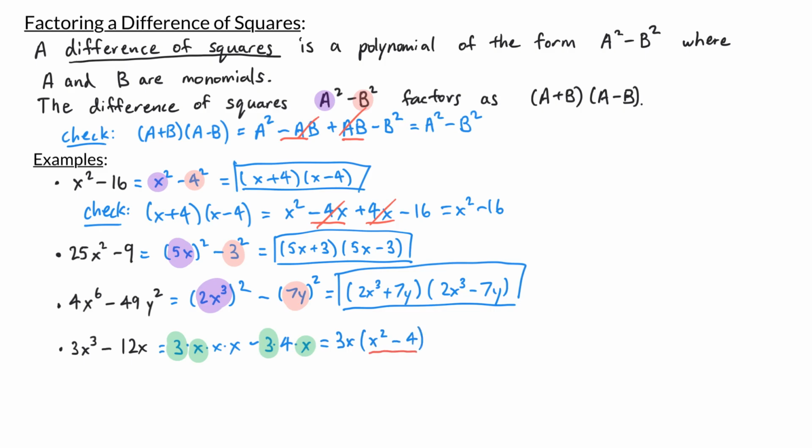Looking at x squared minus 4, you might notice that this is a difference of squares. We can write this as 3x times x squared minus 2 squared. So if we want to think about x squared minus 4 in the form a squared minus b squared, our a is x and our b is 2. So let's factor this now. We have 3x still out in front. Then x squared minus 2 squared will be factored as a plus b times a minus b. So that's going to be x plus 2 times x minus 2. So 3x cubed minus 12x factors as 3x times x plus 2 times x minus 2.